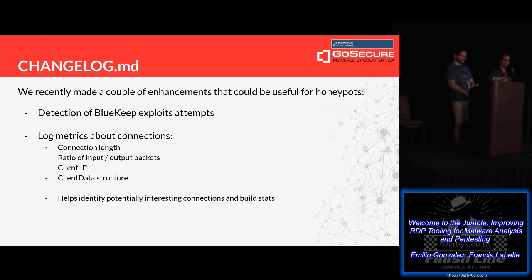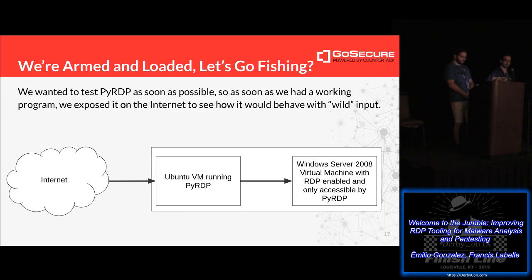So yeah, those help identify potentially interesting connections and build statistics. Even before we had all those features implemented, we wanted to test PyRDP as soon as possible. So when we had a working version of it, we exposed it on the internet to see how it would behave against wild inputs.